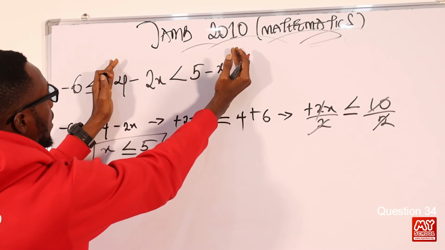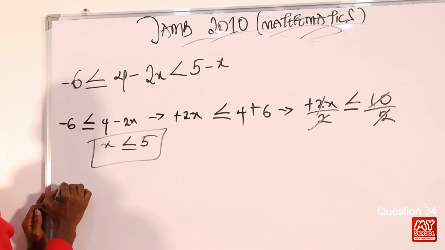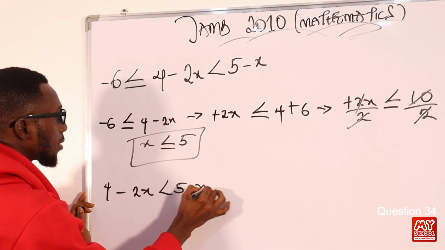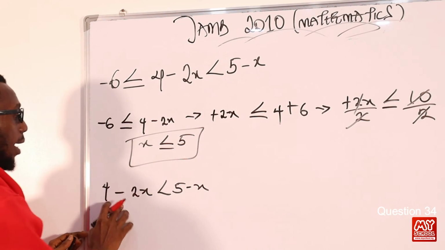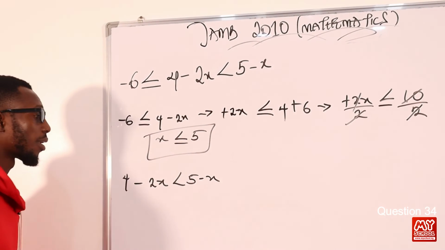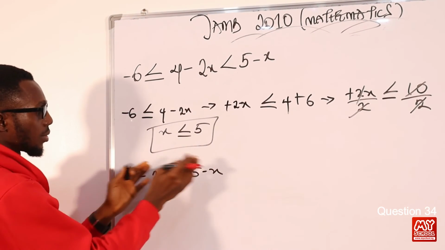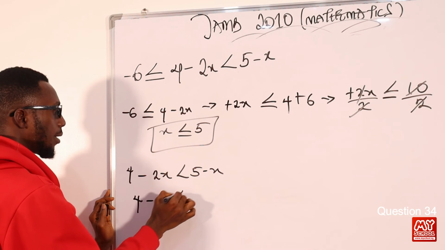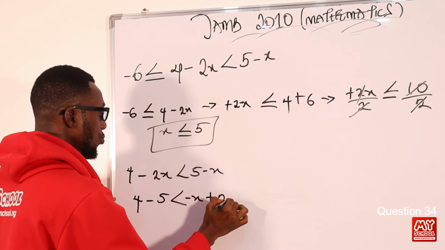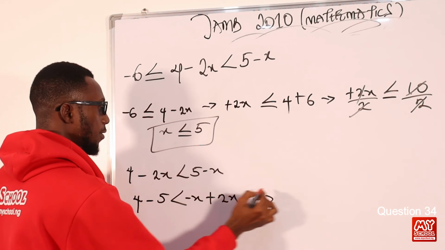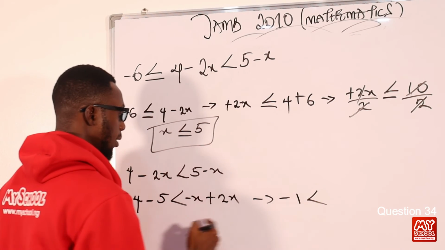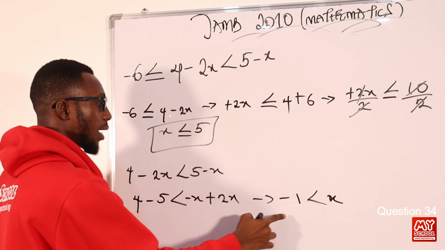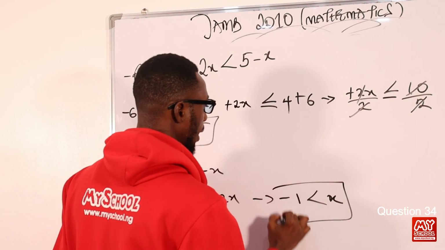Let me pick the second part of the inequality: 4 minus 2x is less than 5 minus x. I can collect like terms, whichever way you want to work around this. So 4 minus 5, that is minus 1, is less than minus x plus 2x, that is plus x. So we see that minus 1 is less than x.